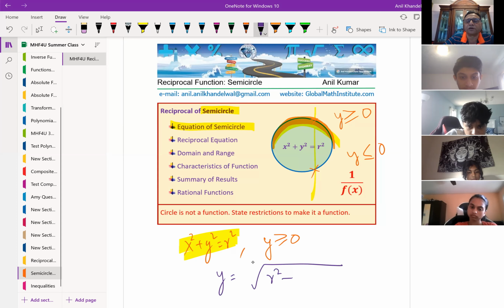Or we can write r square minus x square. You're right, negative x square plus r square is a good option. Correct, because we write x first. That is also a good option. But we could write r square minus x square.